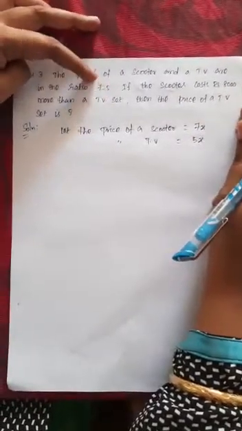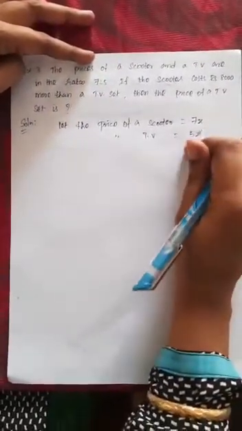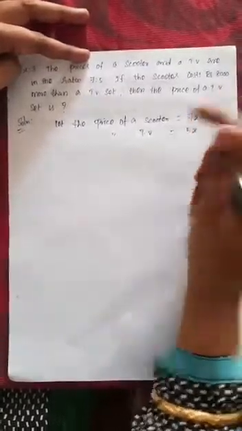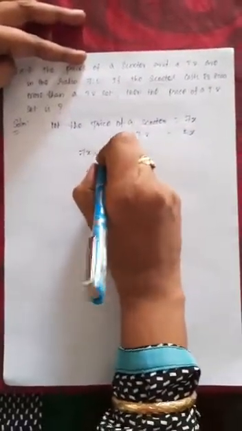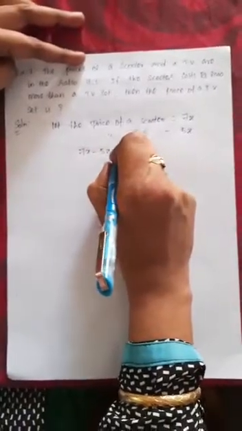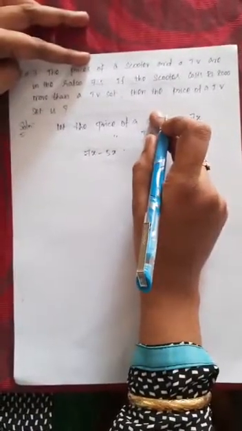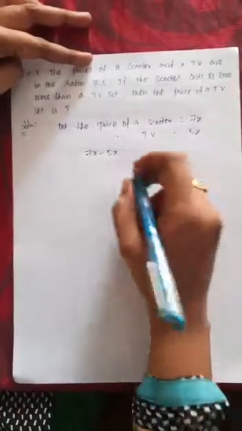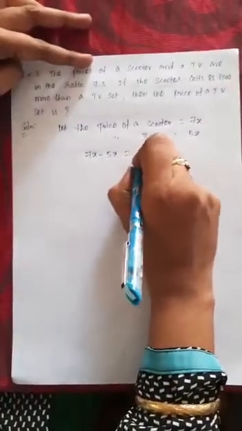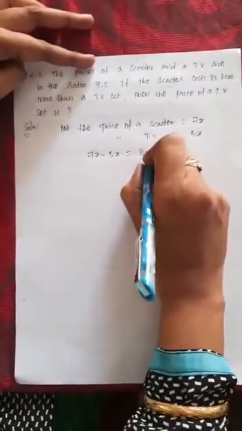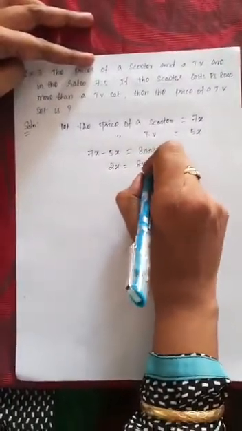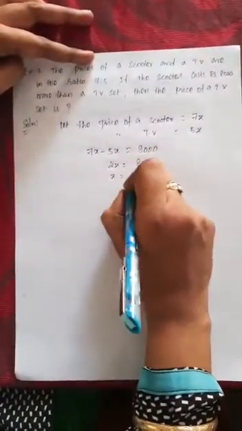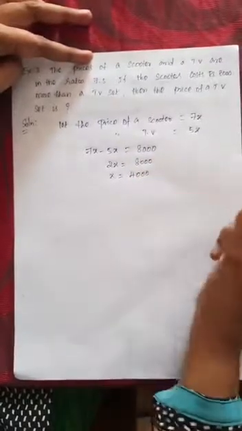The scooter costs 8,000 more than a TV set. So the difference between them is equal to 8,000, that is, maximum cost minus minimum, 7x minus 5x. Scooter is more than TV set, so the difference is 8,000. So 2x is equal to 8,000, that is, x is equal to 4,000.